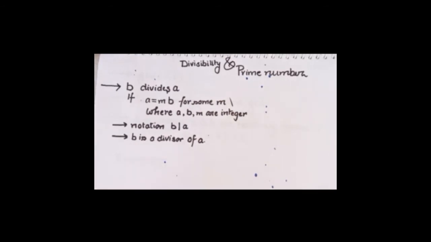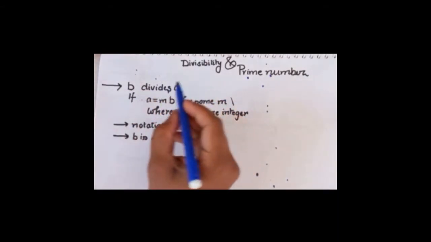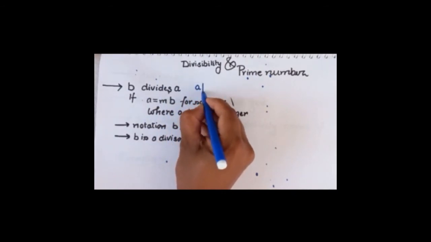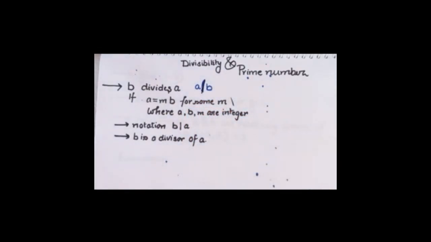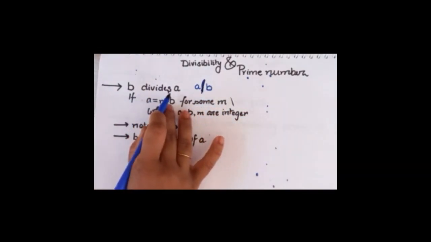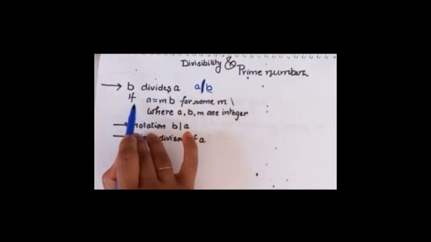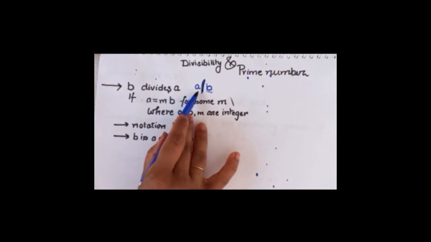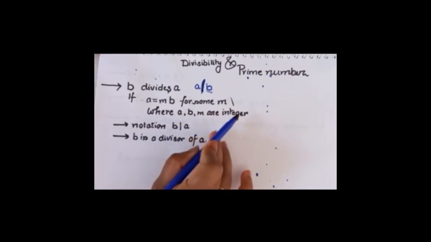As you can see here, I have written when b divides a, how can you write this? You can write this as a divided by b. When b divides a, that is a divided by b. Now this can be written as a is equal to mb, for some integer m, where a, b and m are integers.